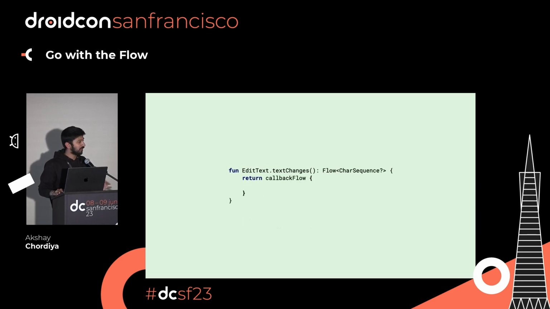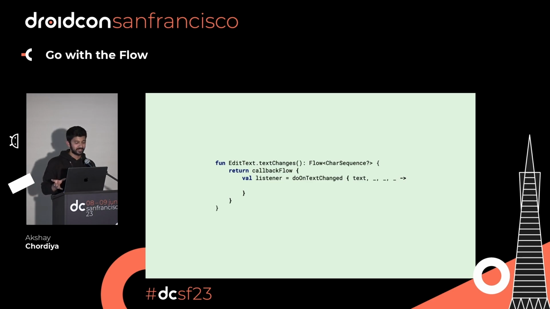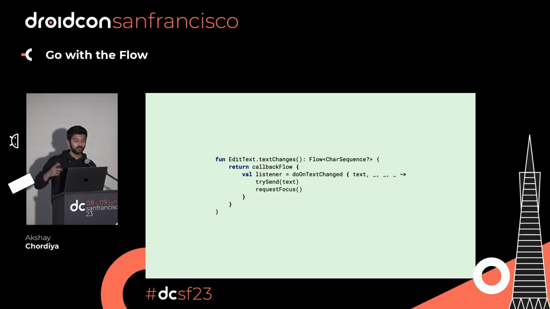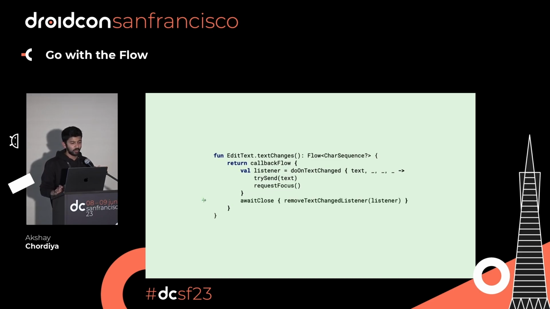And so Flow provides an amazing API called callbackFlow. What you would do is write the legacy listener or your callback, which you have, and then emit the value each time the text is changed. But you might be wondering, you need to remove this listener at some point, right? So callbackFlow provides a function called awaitClose, which is called when the flow or coroutine is canceled. This is the place where you can safely remove any listeners which you have attached. And the trySend is actually the one where you emit the values.